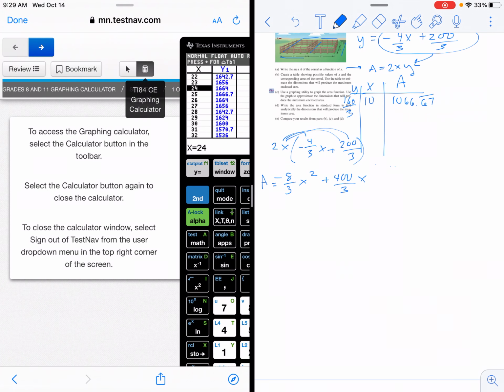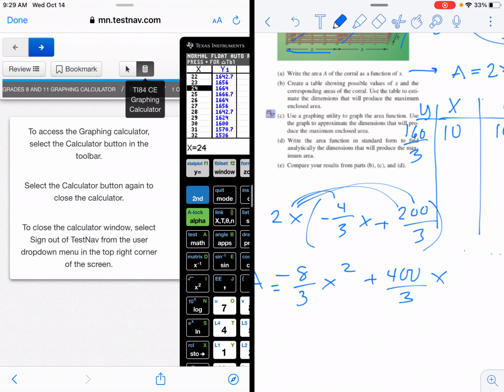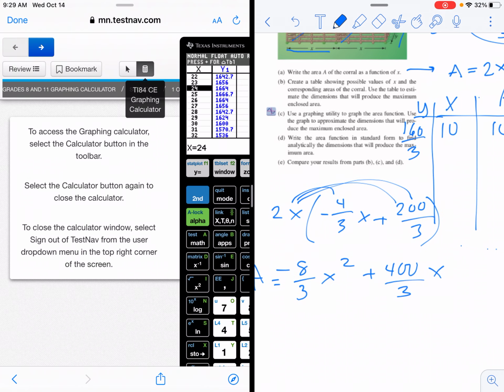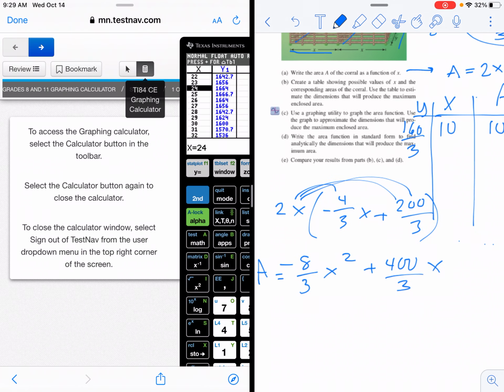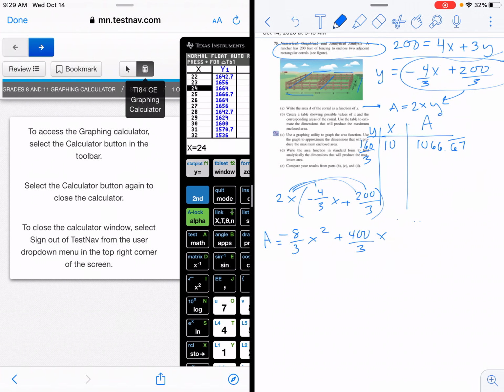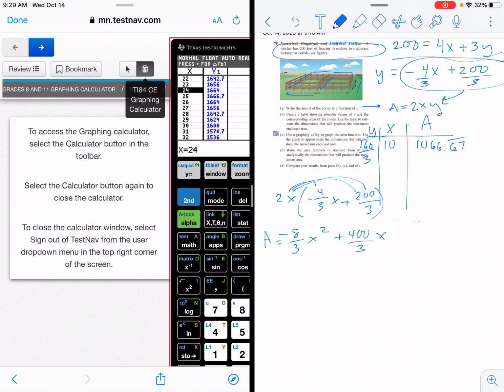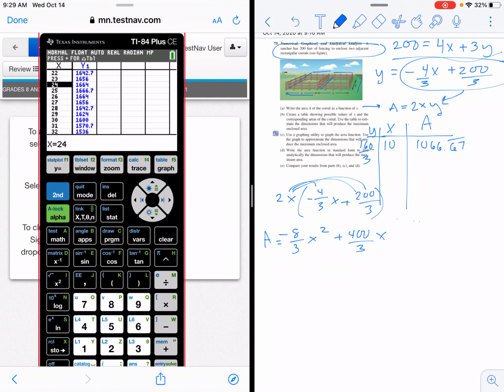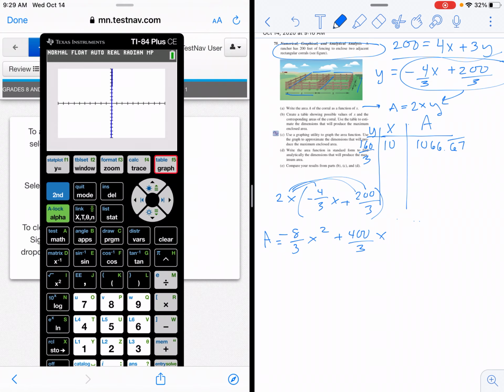Okay, what is the next part? Part C, use the graphing utility to graph the function and approximate the dimensions. Okay, so if we're going to graph the function, we already have it typed in, we just need to go to graph. But we don't see a clear picture. We found from the table that the maximum was at 25, and this I think was 1666 point. So we want to set our windows accordingly.